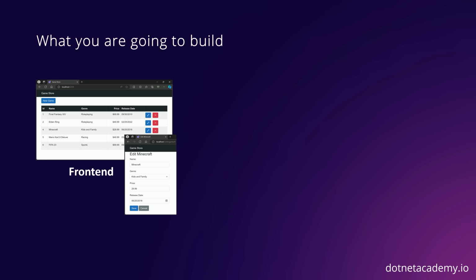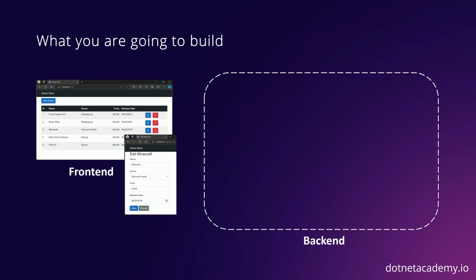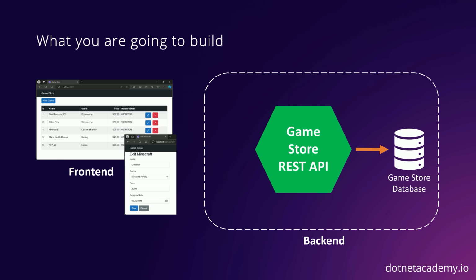Now you, as the backend developer, need to figure out a way to stand up the backend that will provide all the game data required by the frontend. The game data lives in a relational database with tables for games and game genres. And to let the frontend access all this data, you will create a new REST API that will provide all the standard operations to create, list, update, and delete games.